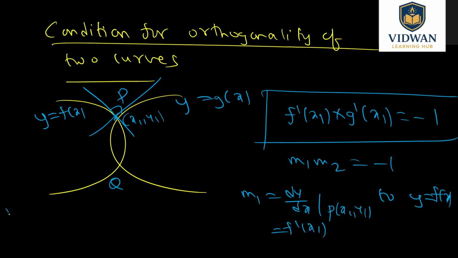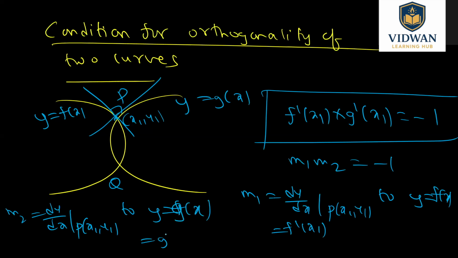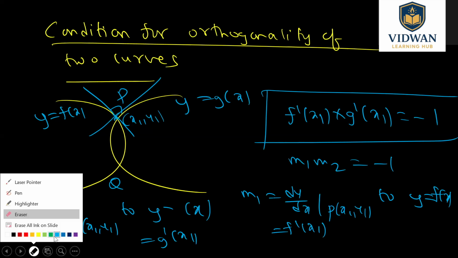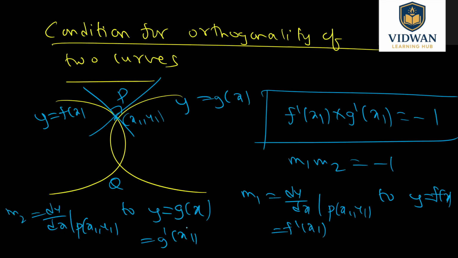And m2 is derivative at P to the second curve, dy by dx at P x1, y1 to the second curve, y equal to g of x, sorry. And that is denoted by g dash of x1. For orthogonality, this product is -1. And we'll now write a special case for orthogonality of two curves which are conic sections. We'll remember that as a formula.